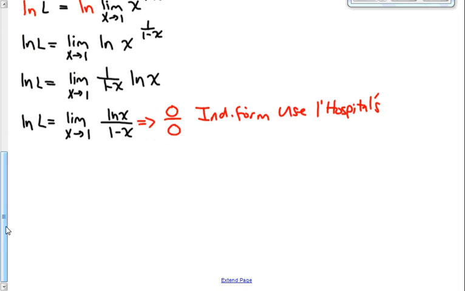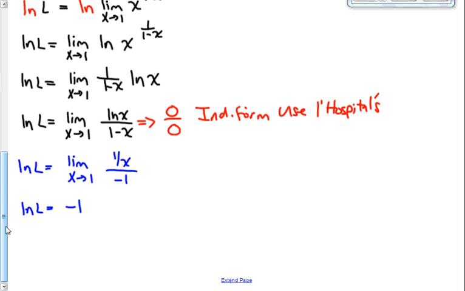So from here, I'll use L'Hopital's once, and the derivative of the top is 1 over x. The derivative of the bottom is a negative 1. And now I believe I can evaluate that. And when I evaluate, I get the natural log of L is equal to, sorry, I know the limit now. I can just plug in my 1, and that gives me negative 1. So I now know the natural log of L is negative 1.